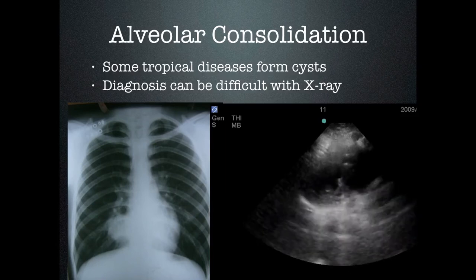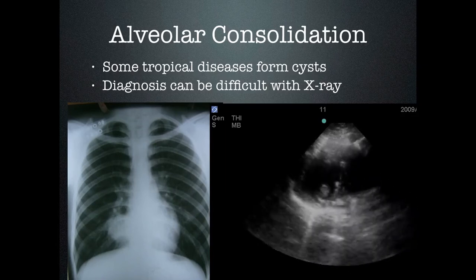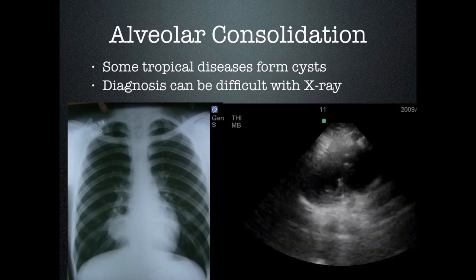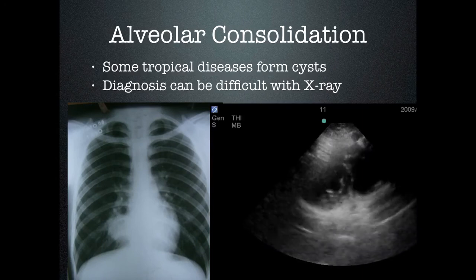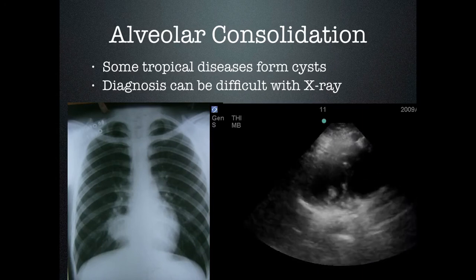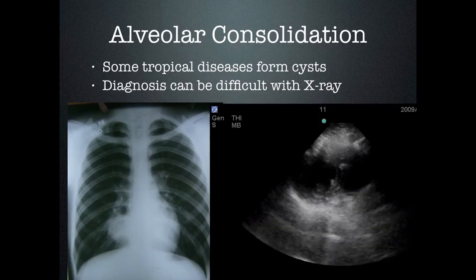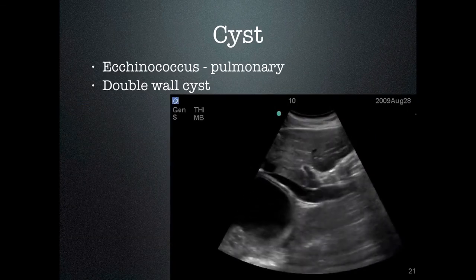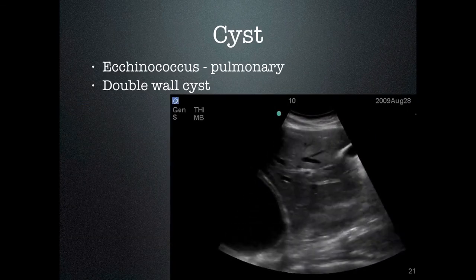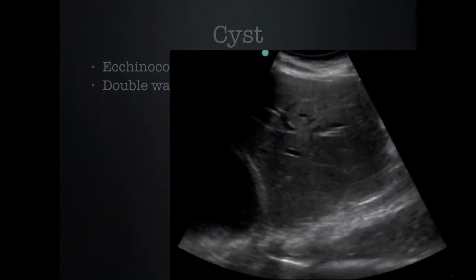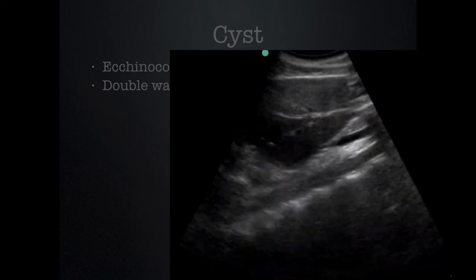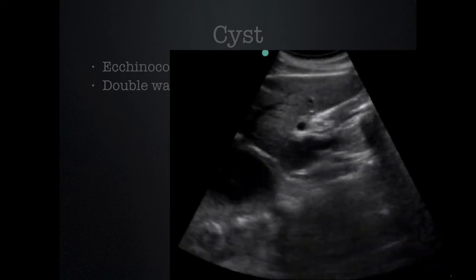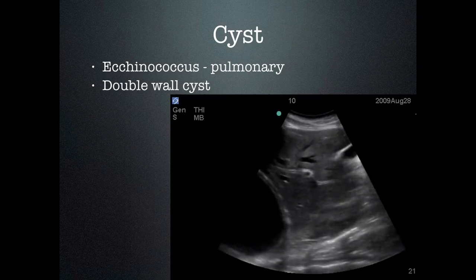Some tropical diseases will also form cysts in the lungs. And you can make this diagnosis with a variety of means, such as CT scan, but you may not have a CT scanner available. And on chest x-ray, it can be difficult to differentiate the mass into what it is. Now, we know that echinococcal cysts have a double wall. And here we have a diaphragm-based pulmonary cyst that has a double wall. So we would feel fairly certain that this is an echinococcal cyst if you were in an endemic area.